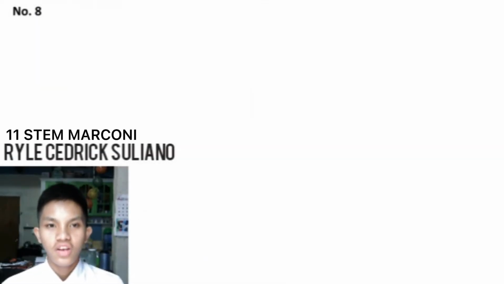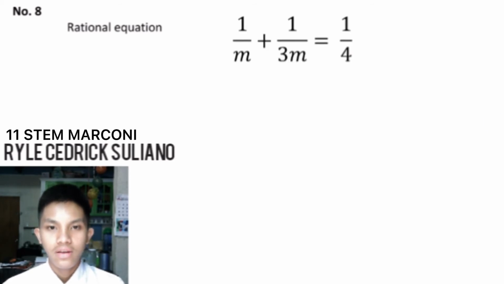Question number 8 is a rational equation. It is asked how long would it take for Mike to do the repainting alone. Here are the givens. 1 over m represents Mike's, plus 1 over 3m is for Miguel's. We have 3 in the denominator because Mike is 3 times faster than Miguel. 1 over 4 if they work together.